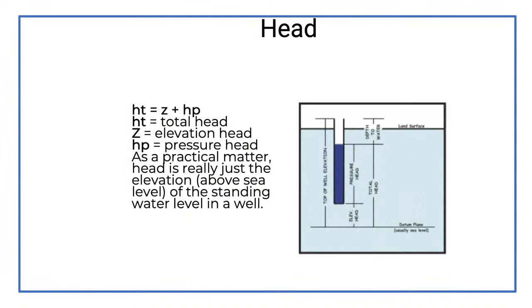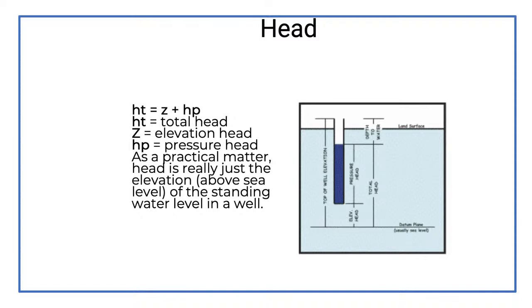Head, we break it out into total head. We have elevation head and we have pressure head. Elevation head is really the bottom of the well above a datum, which is usually going to be sea level. The pressure head is going to be the amount of water that's in the well itself, so from the bottom of the well to whatever the static water level is. We break it out, but as a practical matter, head, and you'll hear head referred to, is basically just the pressure where the water rises to in the well.